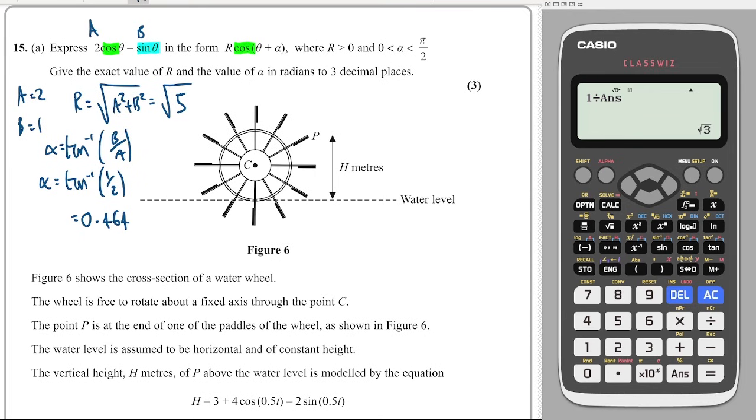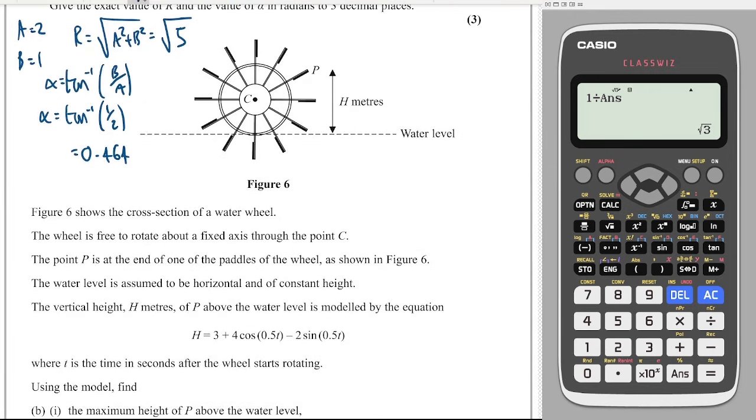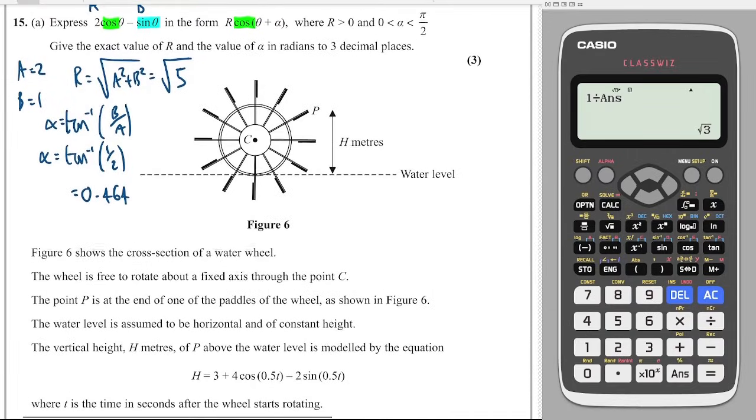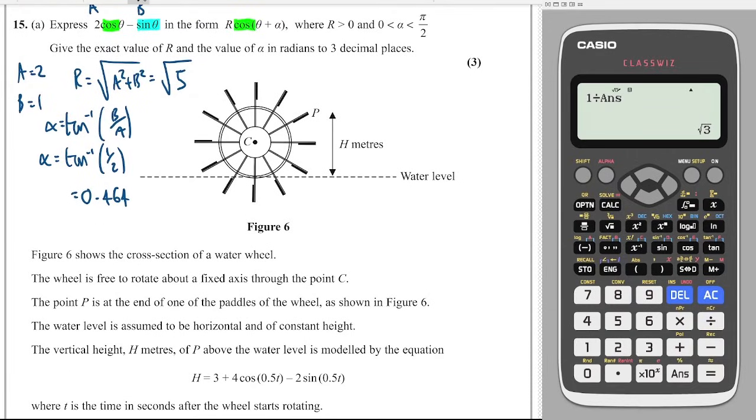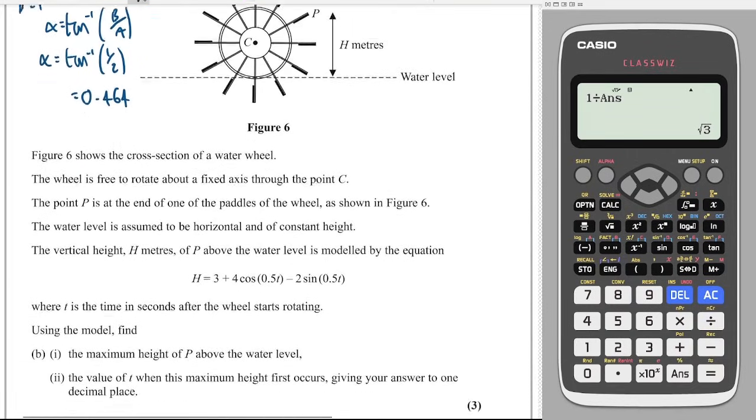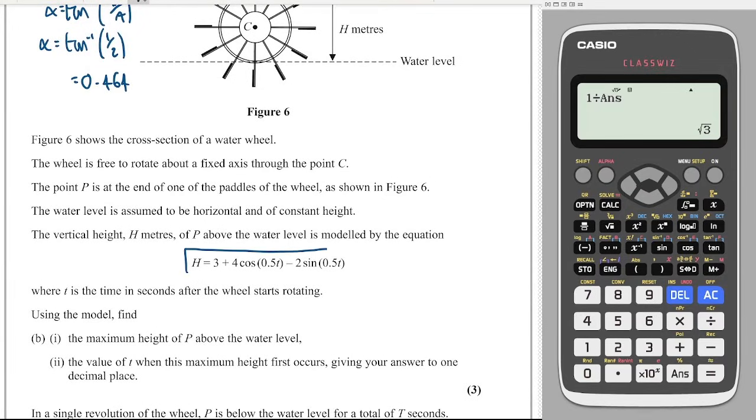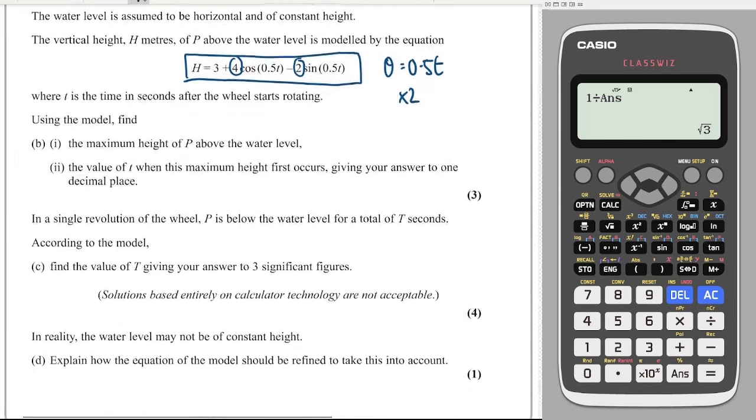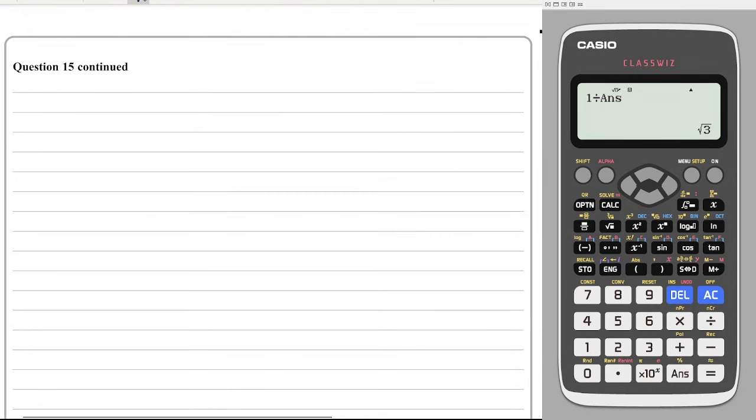Great. That's 3 easy marks. Next part, we want to use what we've worked out to rewrite this function. The first thing I notice is that where we had theta before, we've now got 0.5t. Also, you can tell that the coefficients are now 4 and 2, so they've been doubled. So it's been times by 2. So let's use that and rewrite that function there.